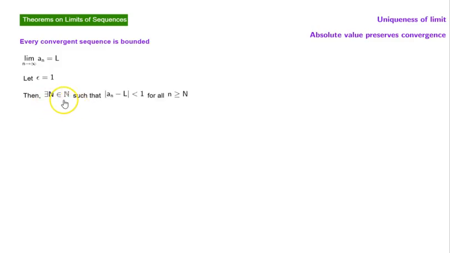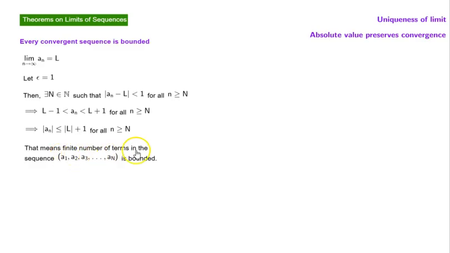Then there exists N in the natural numbers such that the magnitude of a sub n minus L is less than 1 for all n greater than or equal to N, which implies L minus 1 is less than a sub n, which is in turn less than L plus 1 for all n greater than or equal to N, which implies that the magnitude of a sub n is less than or equal to the magnitude of L plus 1 for all n greater than or equal to N.